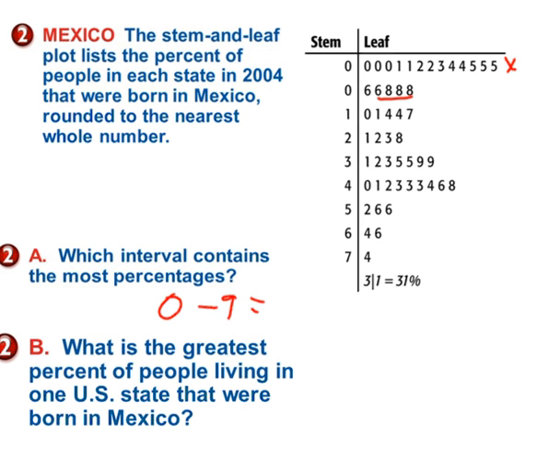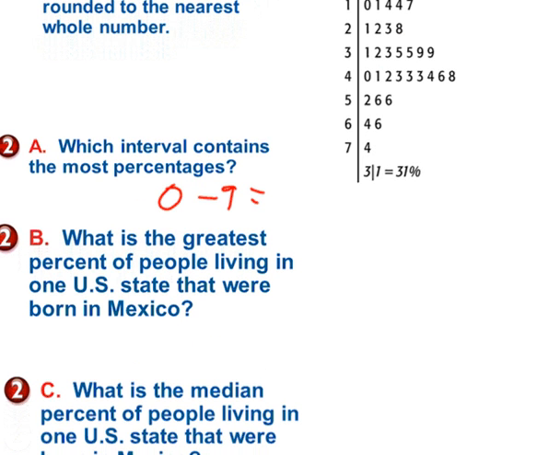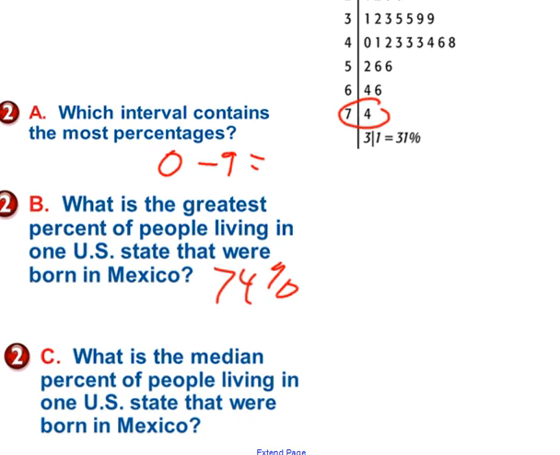What is the greatest percentage of people living in one U.S. state that were born in Mexico? Well, that would be the bottom one here, which would be 74%. 7.4. All right.